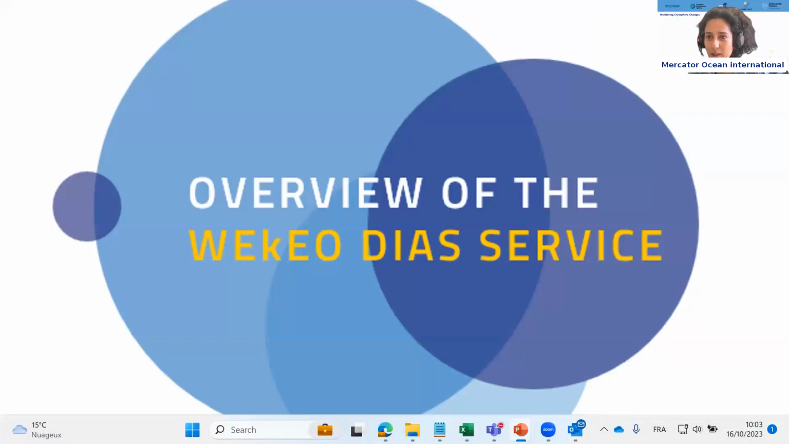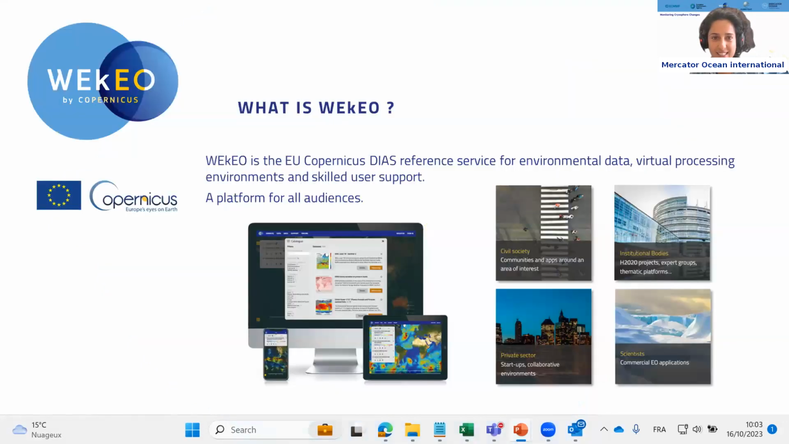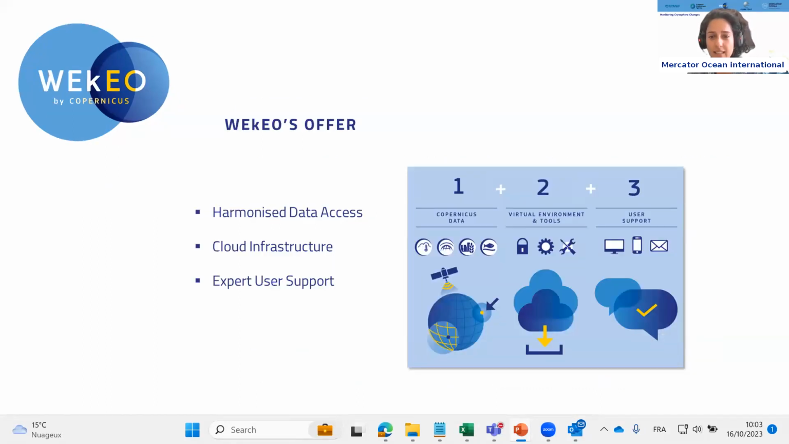And so without further ado, I will introduce you to the WEkEO service if you're not familiar yet with the service. So what is WEkEO? WEkEO is the Copernicus DIAS, so data and information access service. It's for Copernicus environmental data. It was designed to facilitate and standardize the access to Copernicus data and information. So the idea, as I said, is to facilitate the access to Copernicus environmental data.